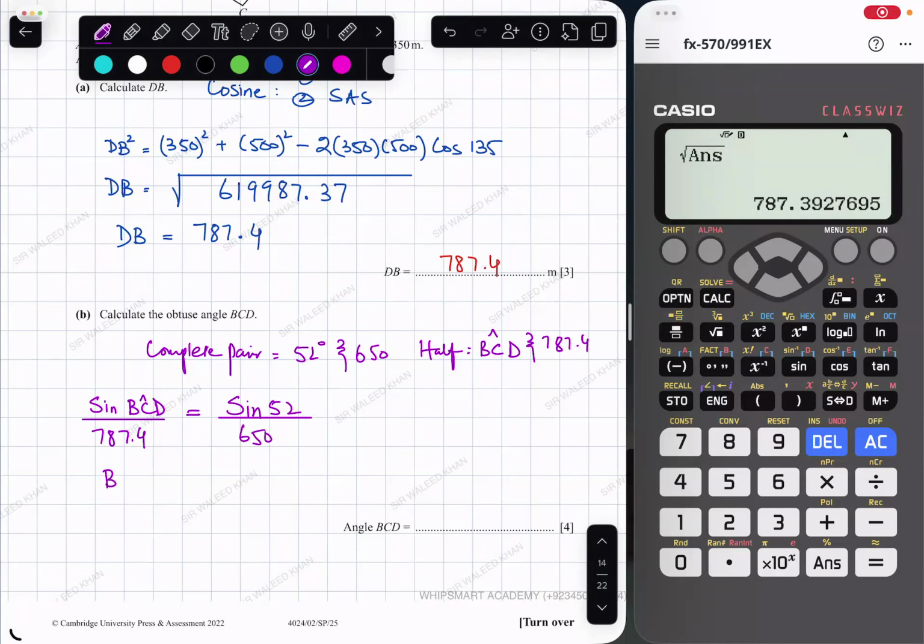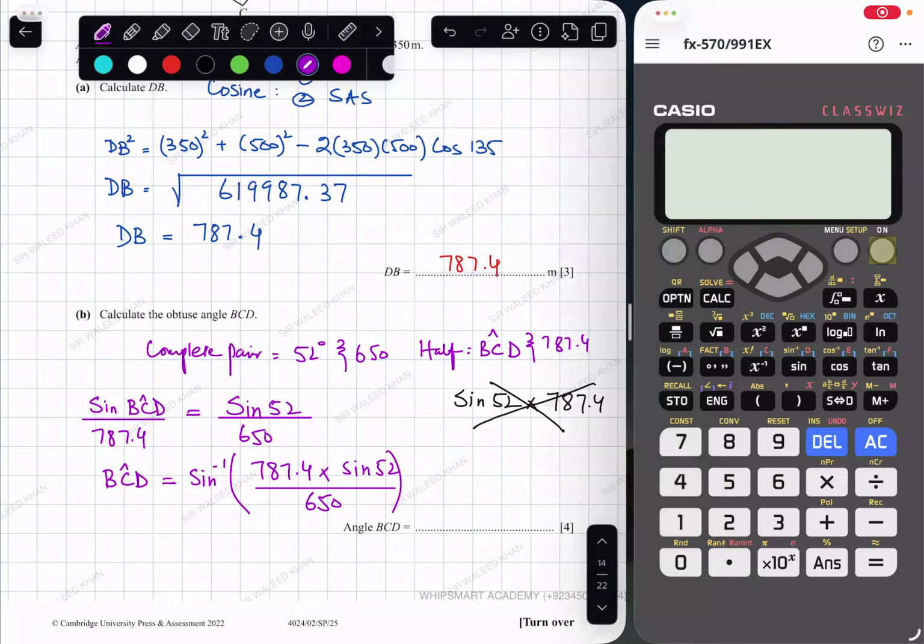So BCD is equal to sine inverse of 787.4 times sine 52. Don't do it the other way around. If you do it this way in the calculator, that will be considered wrong. So be careful with this. This is not correct. You put the number before the sine, otherwise the calculator will read it in another way. It will multiply 52 with 787.4. Okay? That will be wrong. Divided by 650.